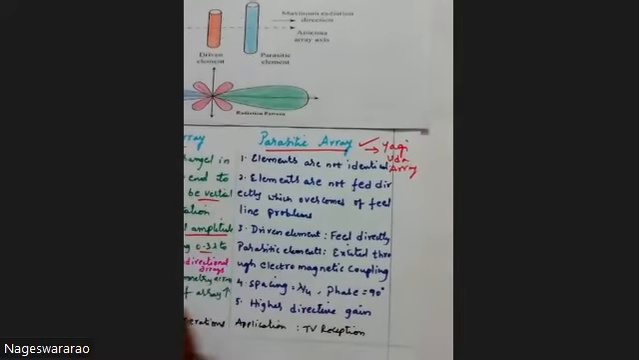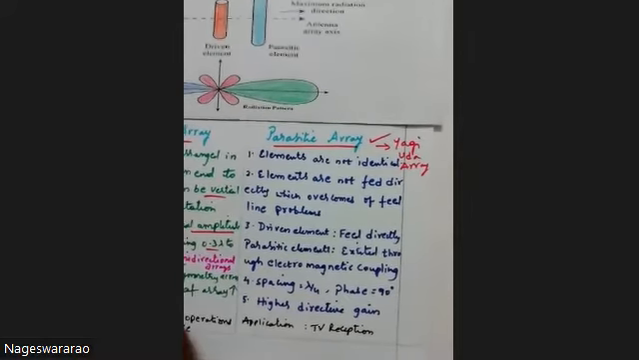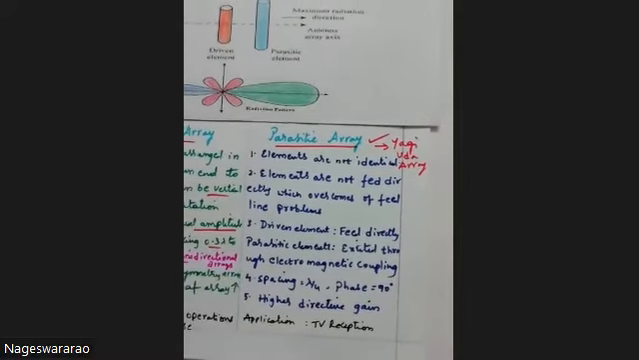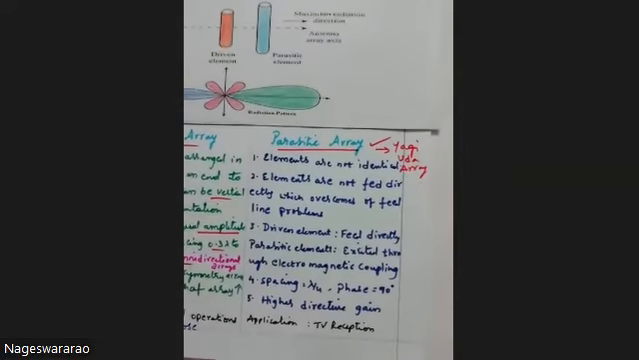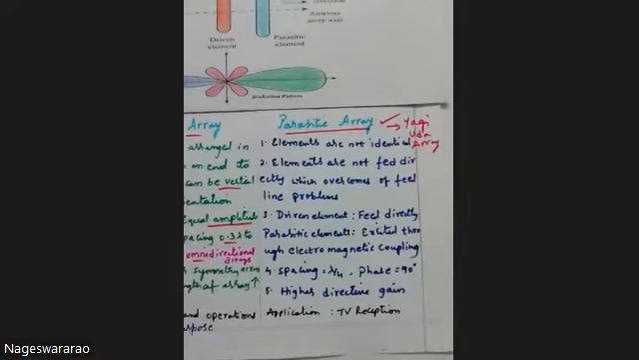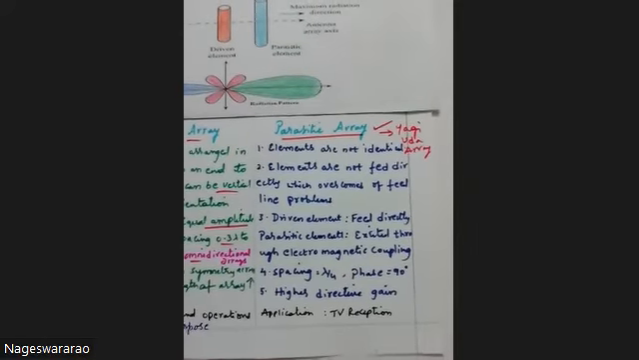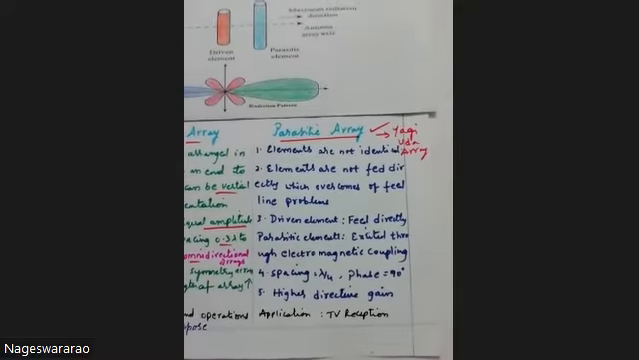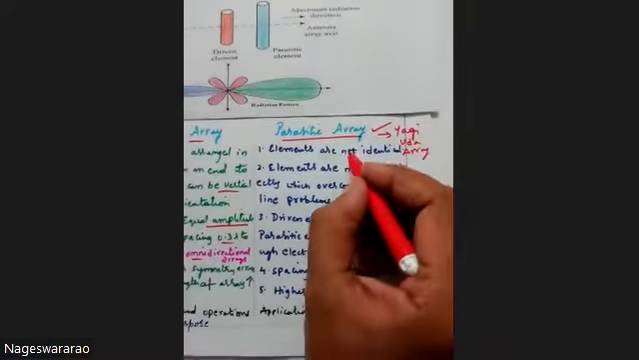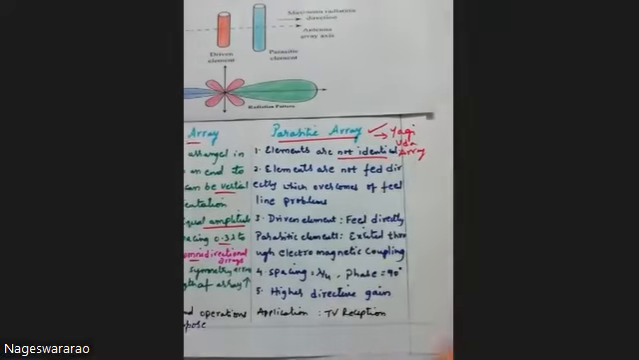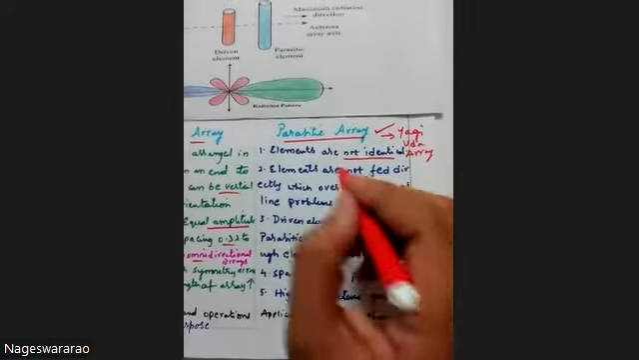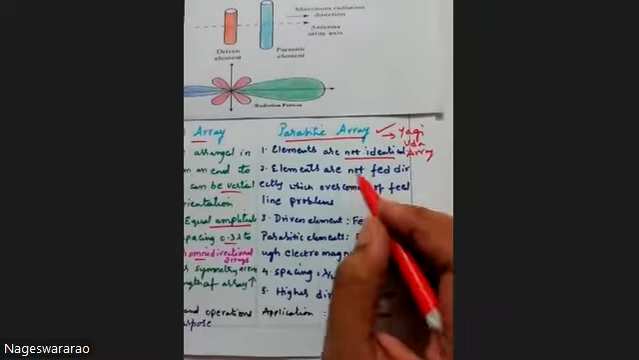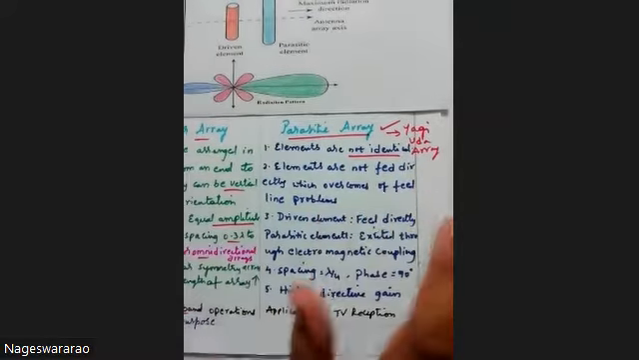Right. Up to now, in all the three types of arrays we have discussed, there is a common point between them. That is, the length and size of the antennas are exactly similar or the same. But when you come to the case of the parasitic array, it is entirely different. The first point itself is that they are not identical. This is the main important point you have to understand.